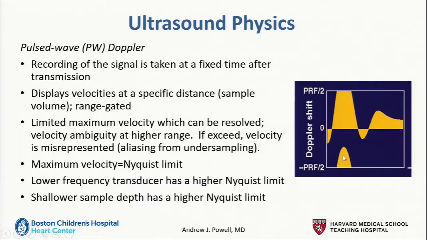And sometimes that maximum velocity, some people will call it the Nyquist limit. And it turns out that lower frequency transducers have a higher Nyquist limit. And also if you have a shallower sample depth, that also can give you a higher Nyquist limit as well.